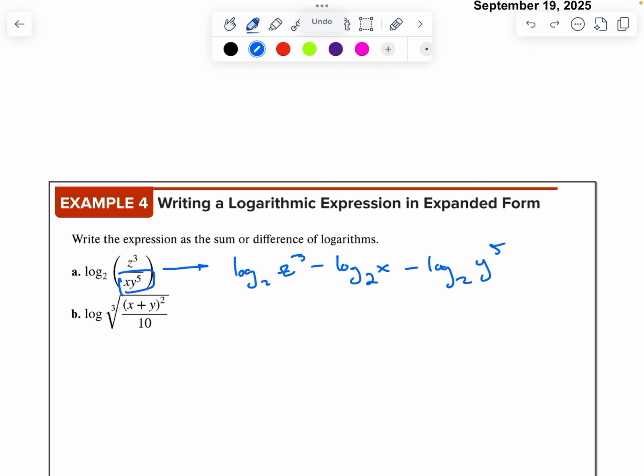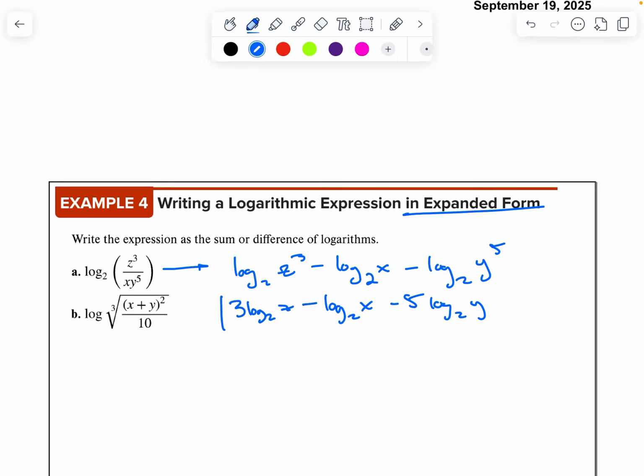That's that division rule of logarithms. I want to do the multiplication and division rule when I am writing it as an expression, when I'm expanding it, when I want to write it in expanded form. I'm going to do the division and multiplication first, and then I'm going to do the power rule. So now I can use the power rule and rewrite this as 3 log base 2 of z minus log base 2 of x minus 5 log base 2 of y.